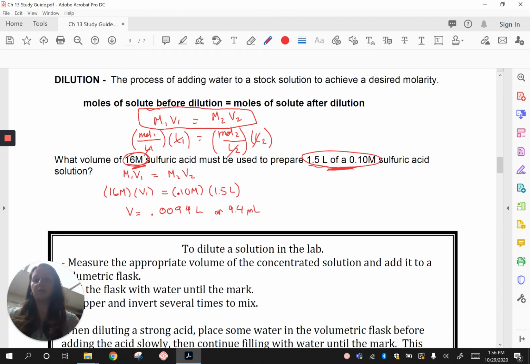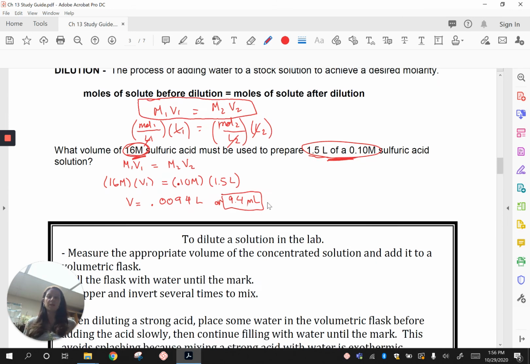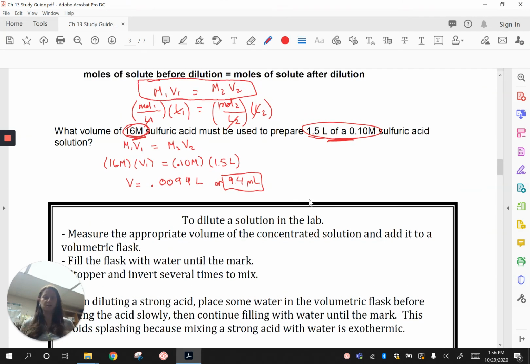So how would I do this if I were in the lab? And again, that's a popular question on the AP exam. So sometimes they'll just ask you a question like this, what is the volume? And sometimes they'll ask you like, write the procedure for how you would do it. So you would figure out how much of your stock solution, your concentrated solution you need. So we need 9.4 milliliters. And again, we're going to use a volumetric flask. So we're going to pretend that this is 1.5 liters.